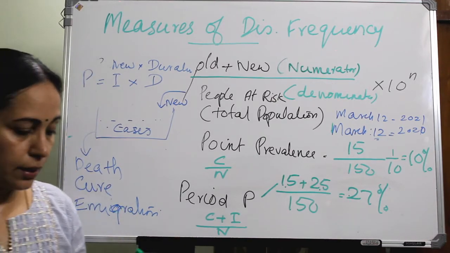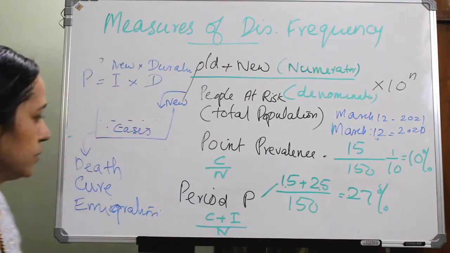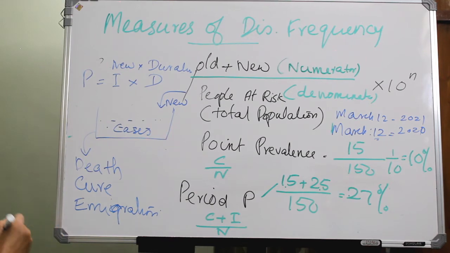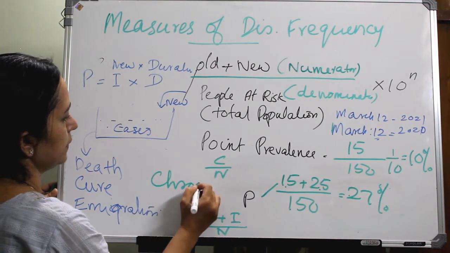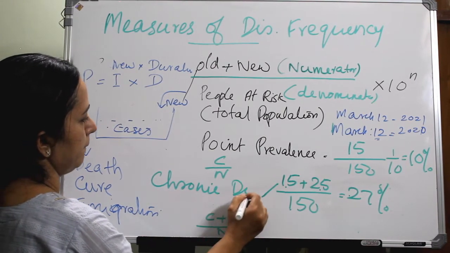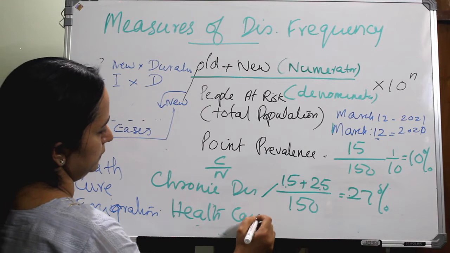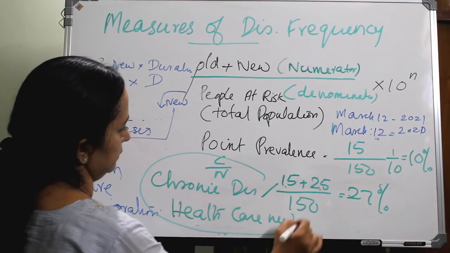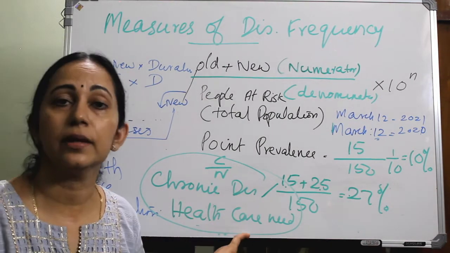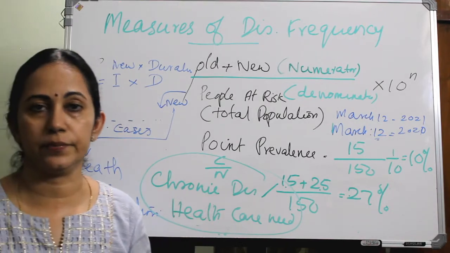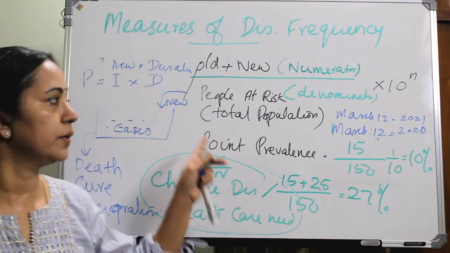And prevalence is usually used for assessing the health care need, and it is usually used for chronic diseases. So, prevalence is for chronic diseases and for assessing the health care needs. This you have to remember, usually asked in MCQs. For chronic diseases like diabetes we use prevalence, and also for assessing the health care need for resource allocation we use prevalence.